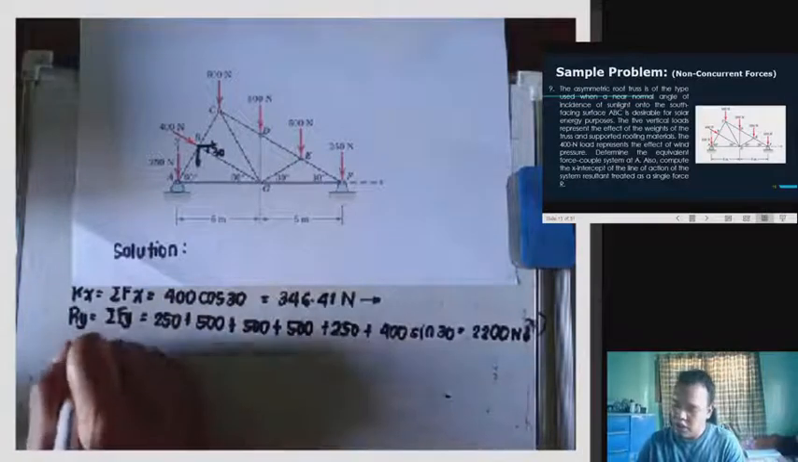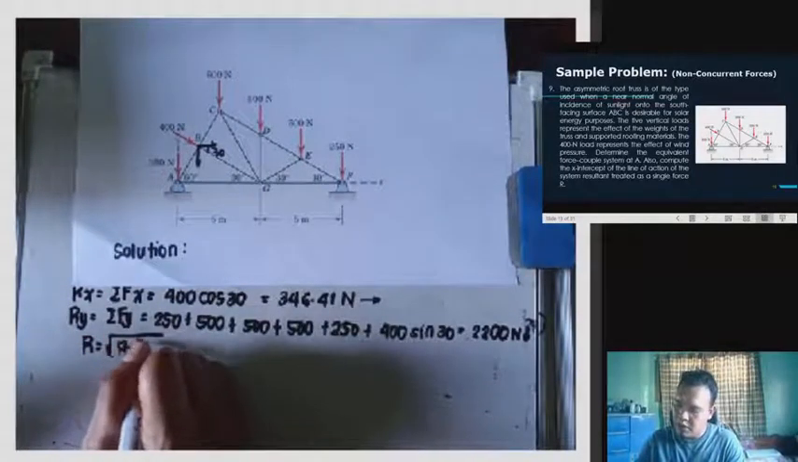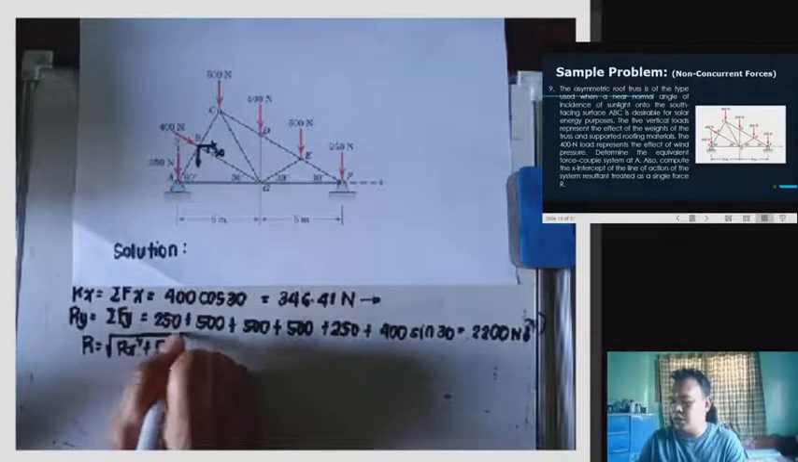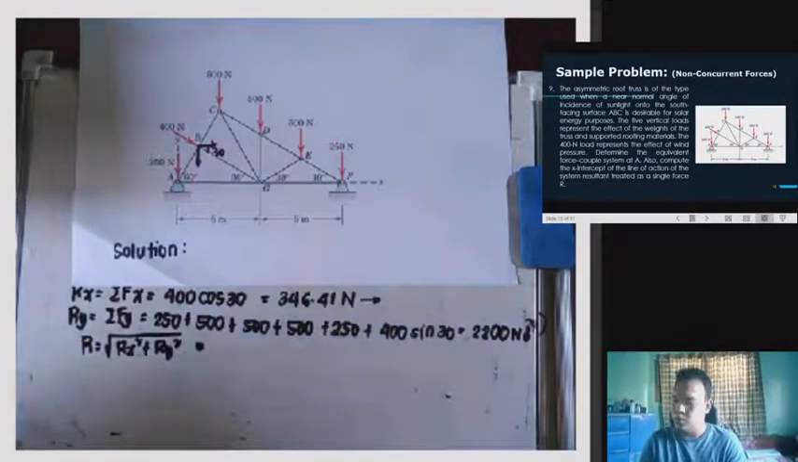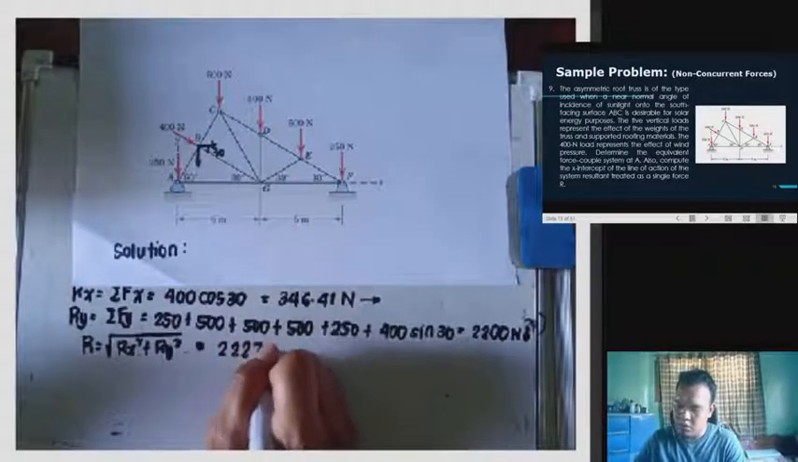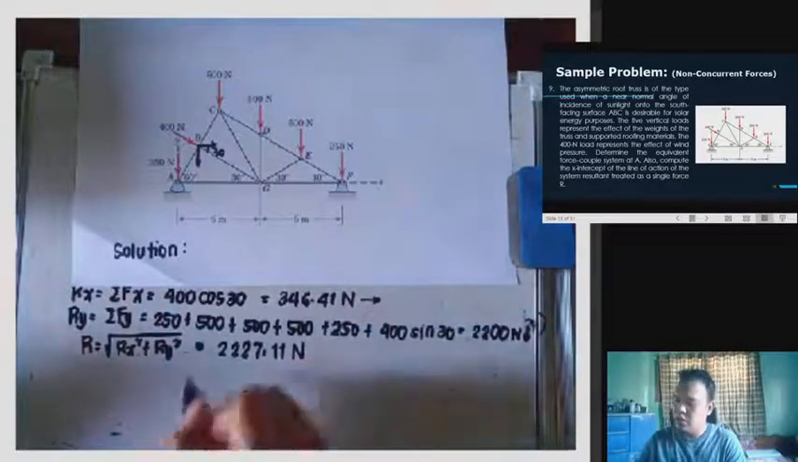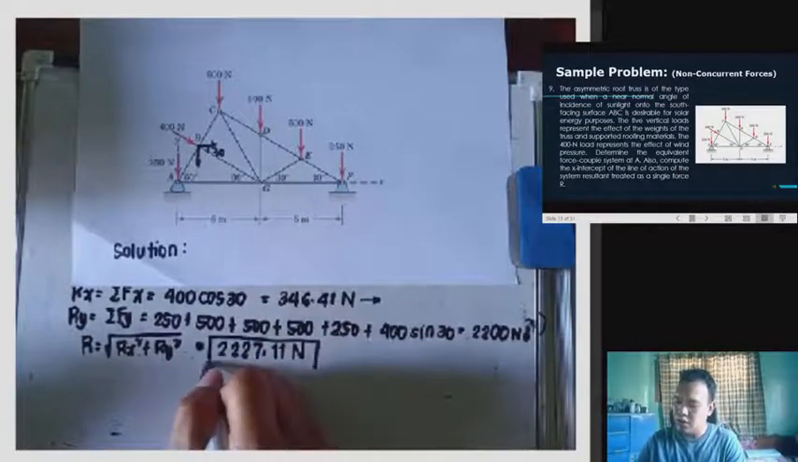So we have here R, which is equivalent to square root ni Rx squared plus Ry squared. Therefore, R is equivalent to 346.41 squared plus 2,200 squared. So, lalabas si R natin is 2,227.11 Newton. So, ito yung value ng resultant force natin.